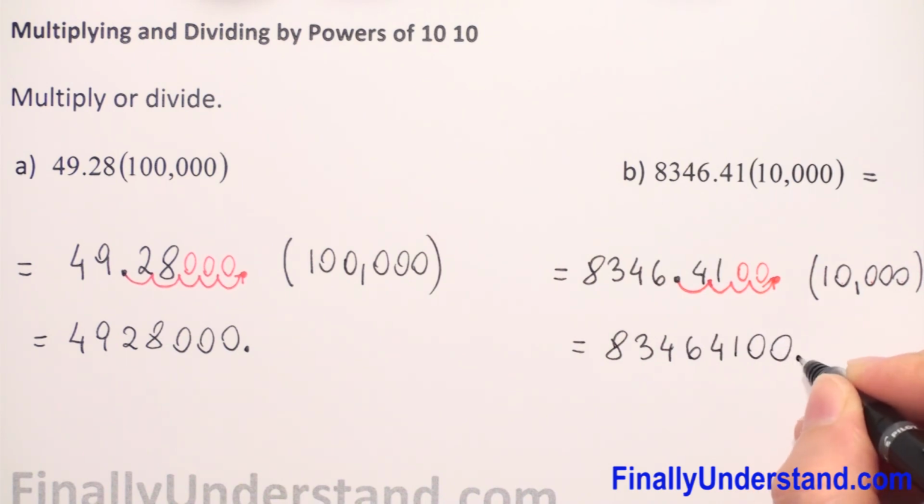83,464,100. The decimal point at the end, we don't have to write. This is my solution.